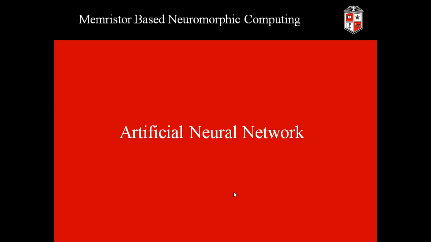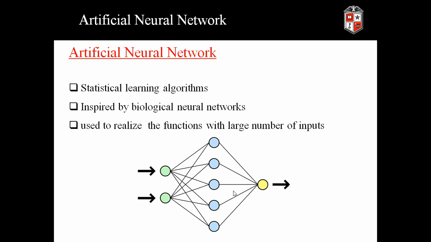Artificial neural network. So, what are artificial neural networks? An artificial neural network is nothing but a statistical learning algorithm, a network that we developed taking inspiration from biological neural networks like the brain, which are used to realize functions with a very large number of inputs.